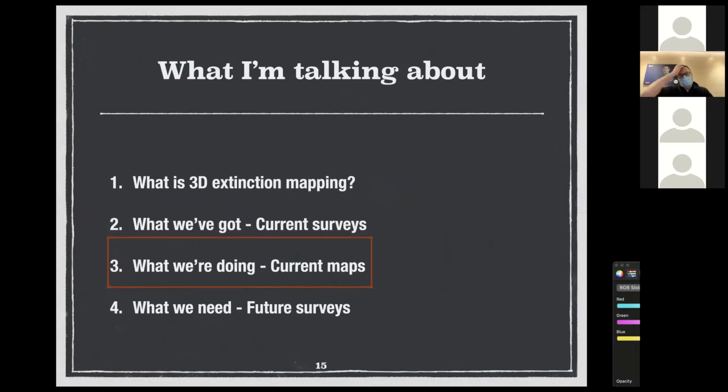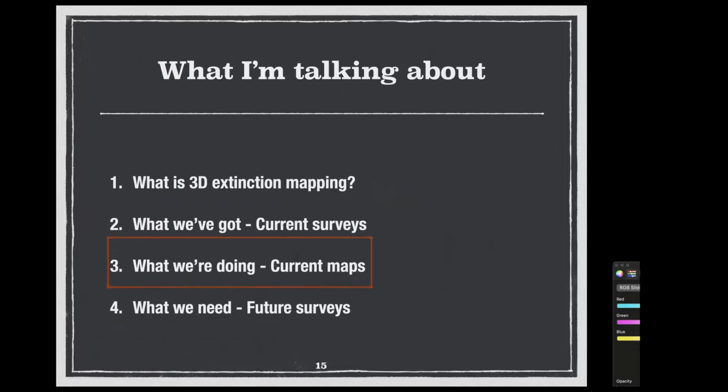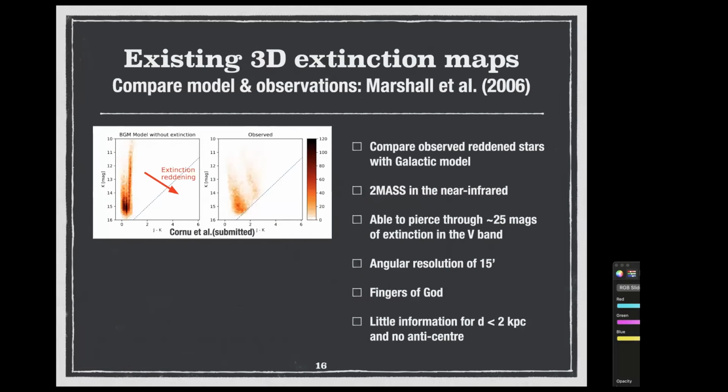Okay, so there are other surveys, like I said, other data, but those are the main ones that I want to talk about. So what are current maps? What do the current maps look like? So I'll start with what I did in my PhD, a few years ago now.